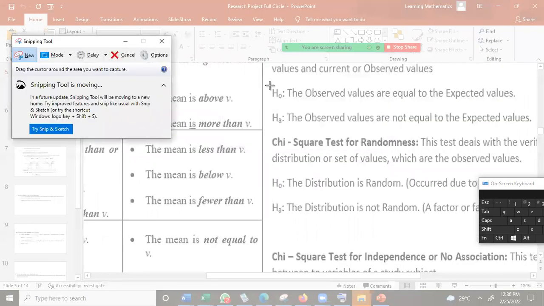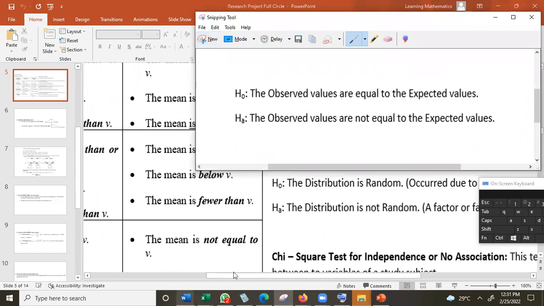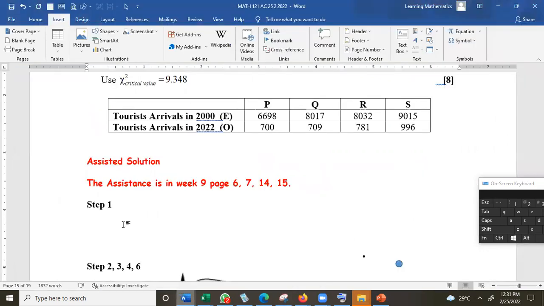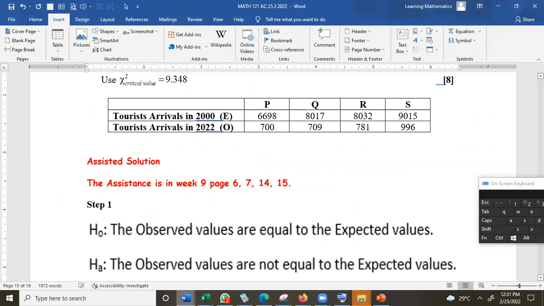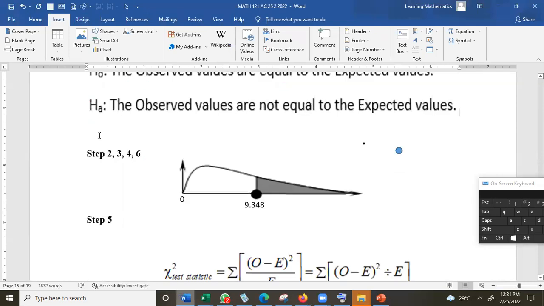You can just type it, or you can use your snipping tool and take a snapshot of this and paste it in step number 1. Step number 2, 3, and 4. We know how to get the curve. The same curve will be skewed to the right. The critical point will be on the right. You can use a text box and so forth.